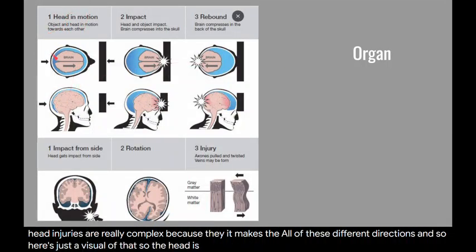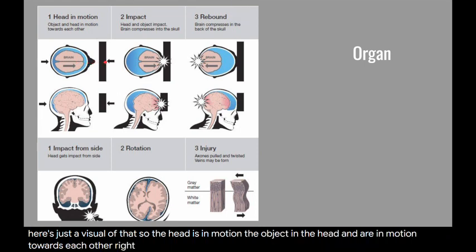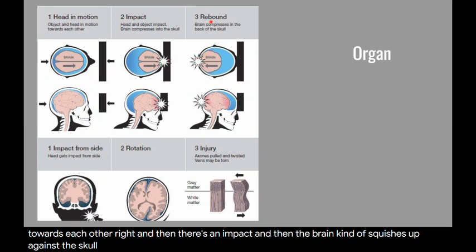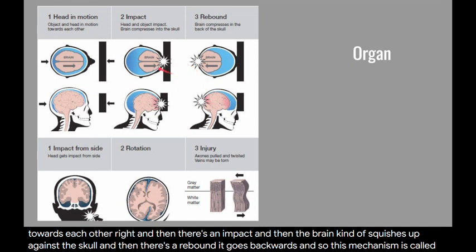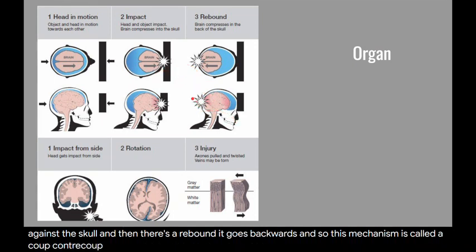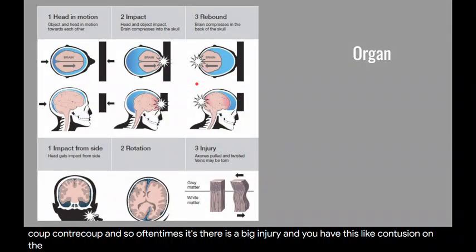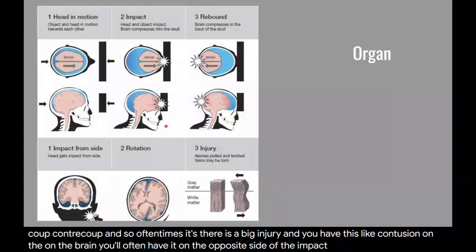So the head is in motion. The object and the head are in motion towards each other, right? And then there's an impact. And then the brain kind of squishes up against the skull. And then there's a rebound. It goes backwards. And so this mechanism is called a coup contre coup. Oftentimes if there is a big injury and you have a contusion on the brain, you'll often have it on the opposite side of the impact too.